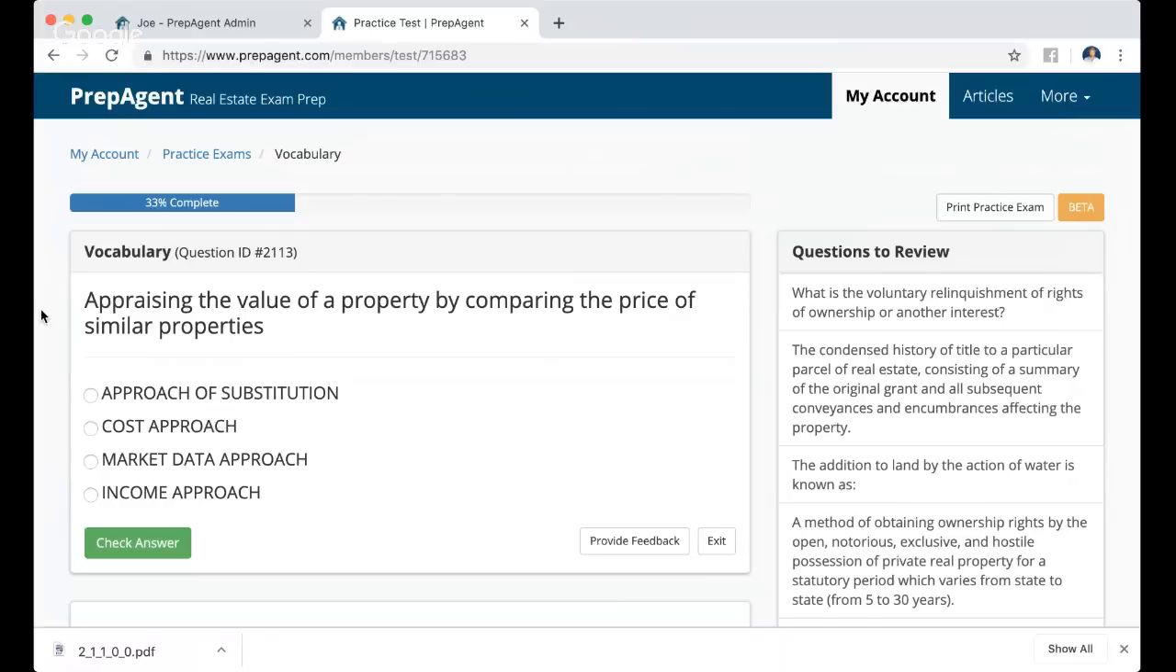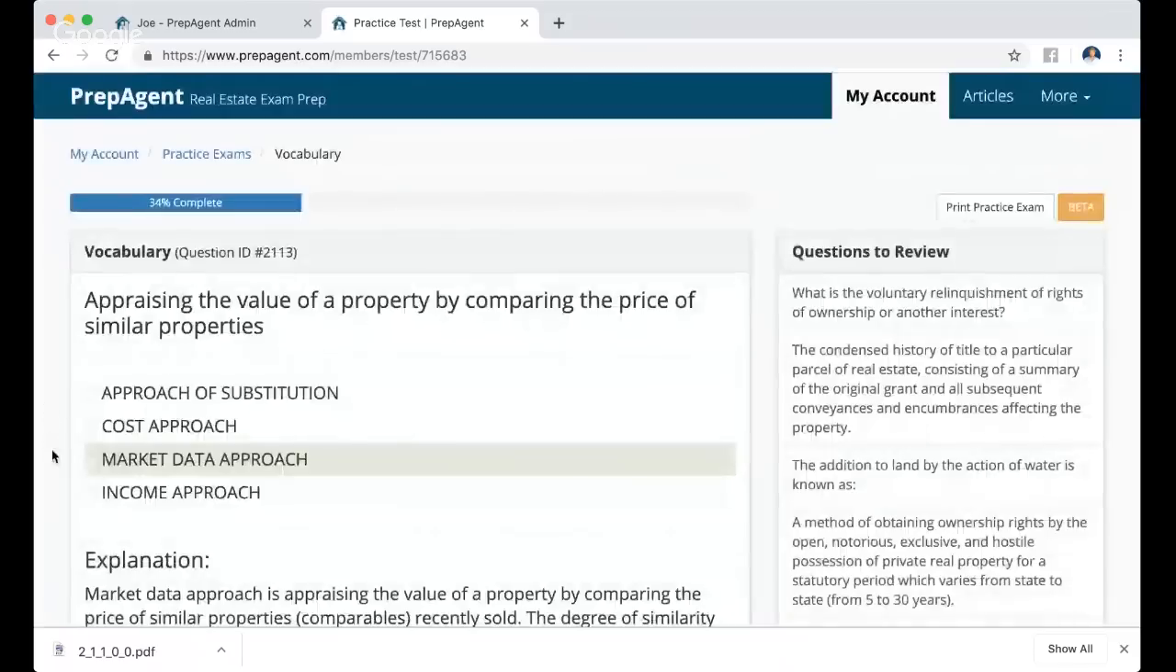Tennille says, Joe, some of the questions are confusing on periodic versus estate for years. Periodic just means it's reoccurring. Estate for years means it has a definite end date. Hopefully that helps. The answer is C, market data approach.